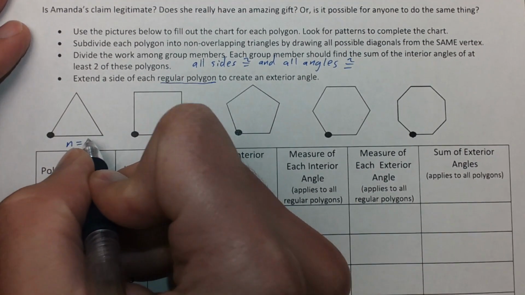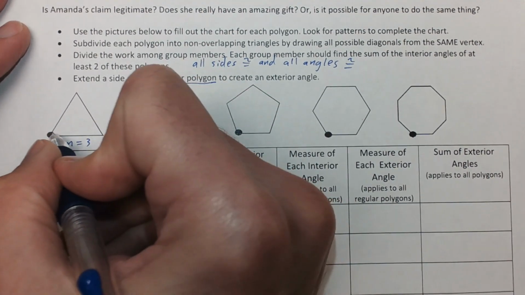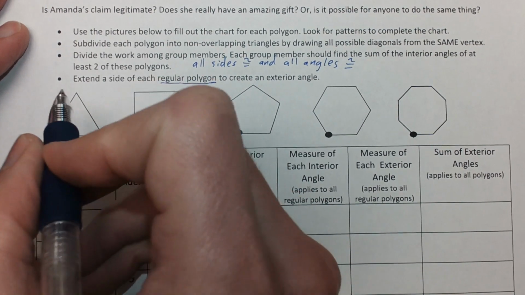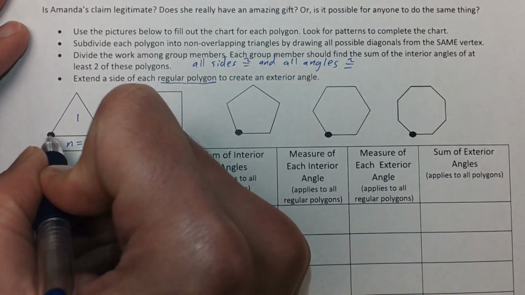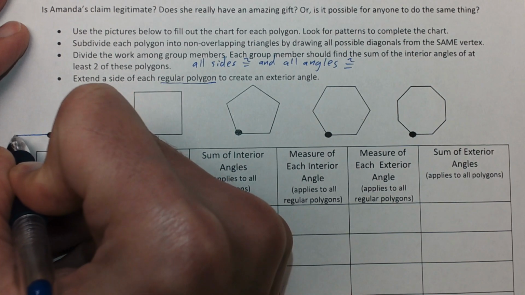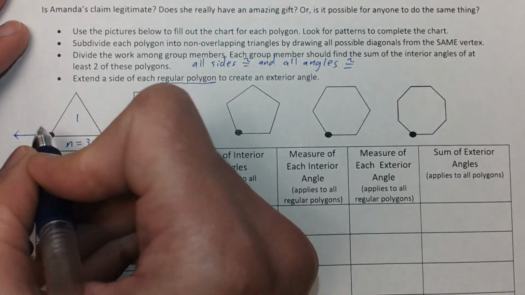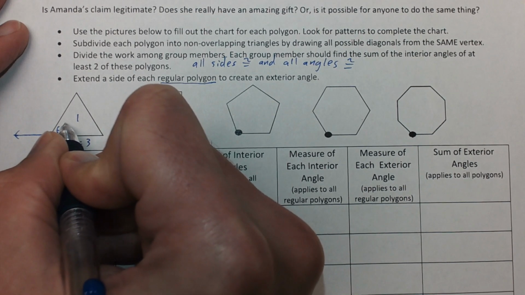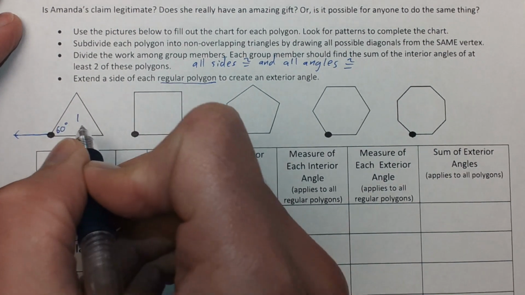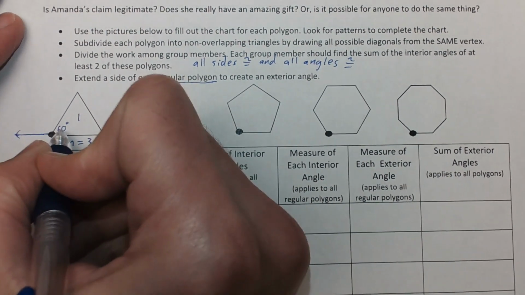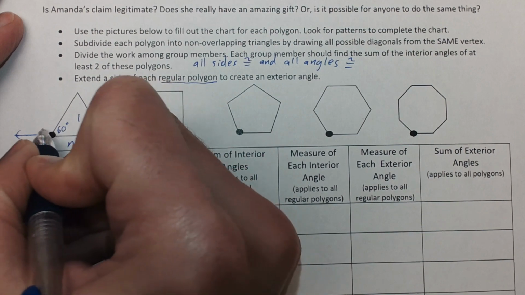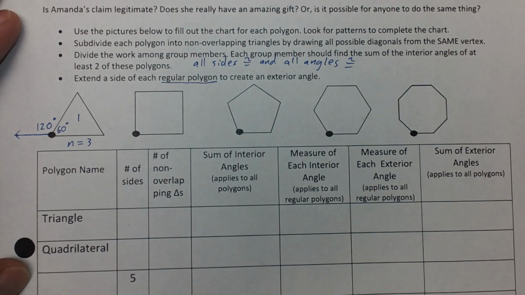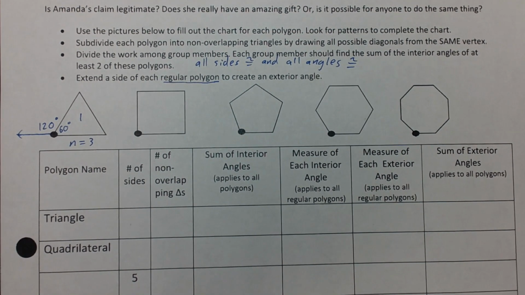This is a triangle, so the number of sides is equal to 3. Can I divide it into more interior, non-overlapping triangles? No, I cannot. So how many triangles are there? There's just one. And I'm going to extend one side to create an exterior angle. As we'll see later on, this interior angle is 60 degrees. We actually know that because it's equilateral, right? If that's 60 degrees, what is the exterior angle? This is a linear pair, so it's just going to be 120 degrees. 180 minus 60 is 120.